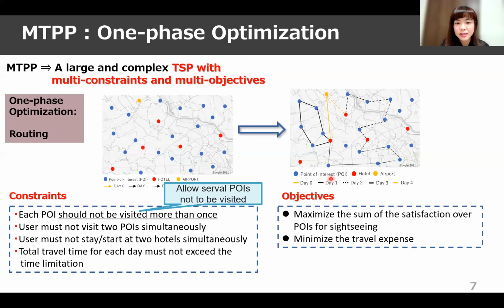Here we consider two objectives in this problem. The first one is to maximize the sum of satisfaction over POIs for sightseeing. This objective aims to help users visit as many interesting POIs as possible. The second one is to minimize the travel cost. Obviously, this objective aims to help users save as much money as possible.